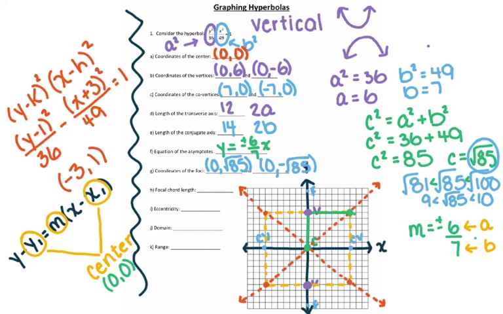Maybe I'll do it in a darker color. So the wings of the hyperbola have to approach the asymptotes. That's the point of them. So like the pictures that I drew up here originally, our hyperbola is not going to look like that because look at these asymptotes. It has to be much wider than that.